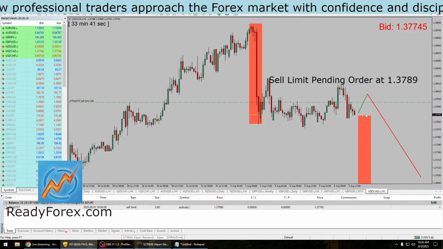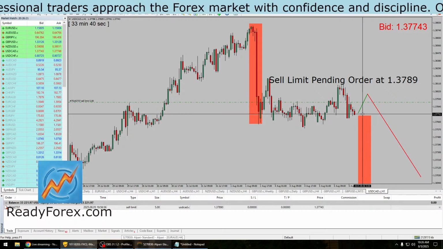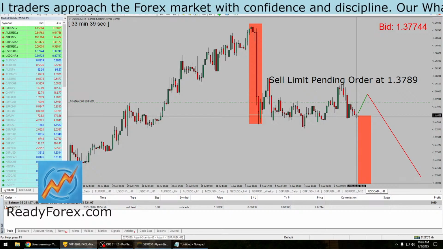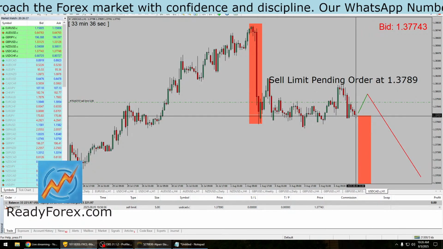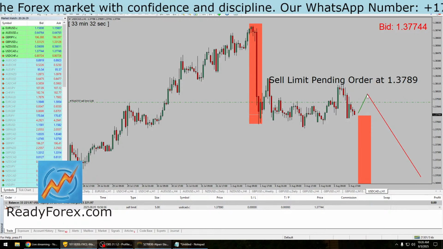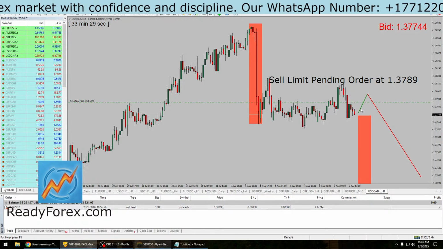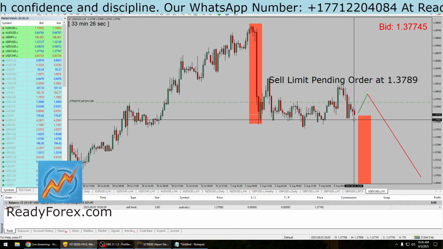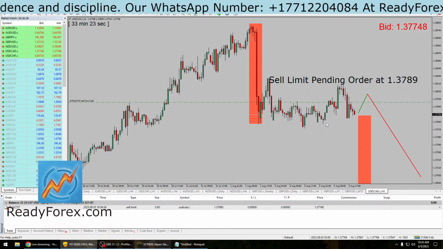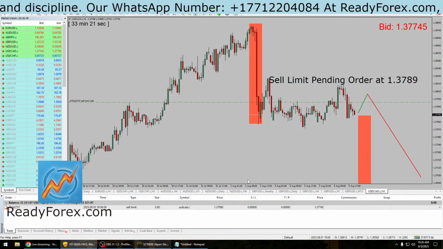USDCAD currency pair, let's see, USDCAD, it's trying to drop. It's very tempting to just jump into the market with a sell trade. That's not a good idea. Wait for a pullback. If market wants to leave and just keep going down, let it go. Not a good idea to chase the market.